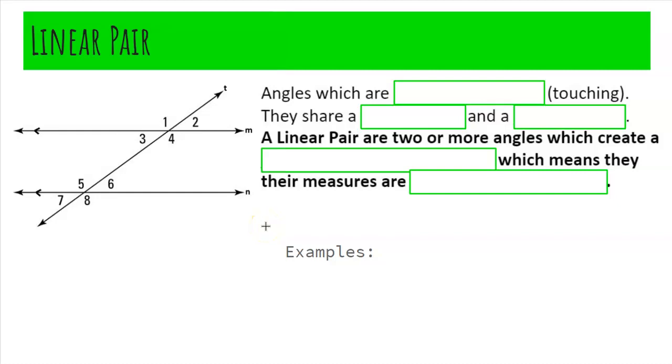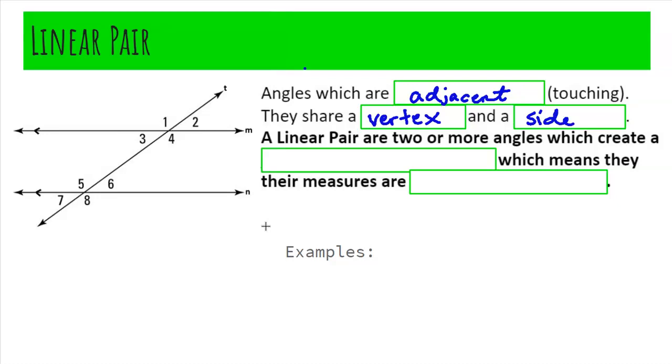All right, the last vocab we have to talk about is a linear pair. So a linear pair are angles which are touching, which we call adjacent. If you were thinking about your yard, where you live, your neighbors would be the ones that are adjacent to you, the ones actually touching you. Ones across the street wouldn't be adjacent because their lawn or your driveway, whatever, doesn't touch their property. Okay. So what happens is that they have to share a vertex and a side.